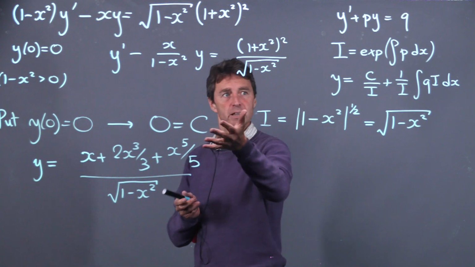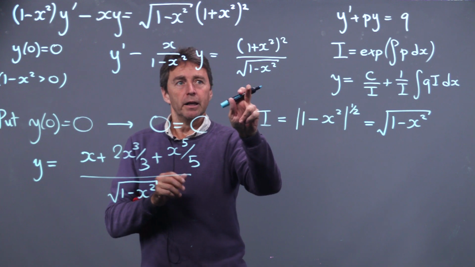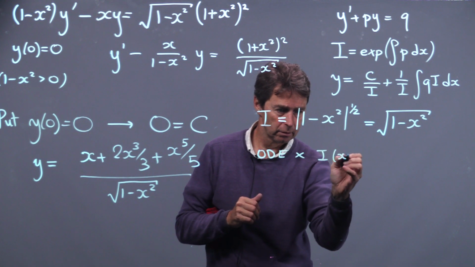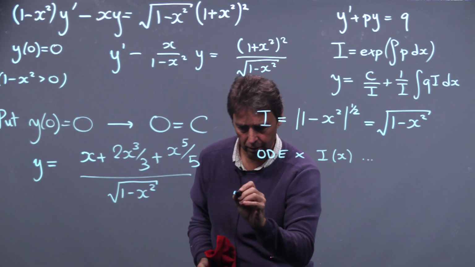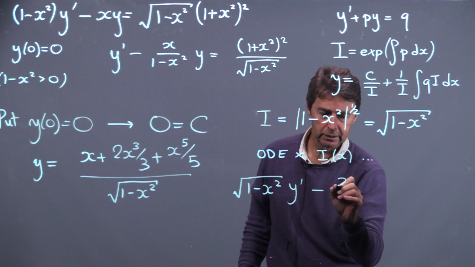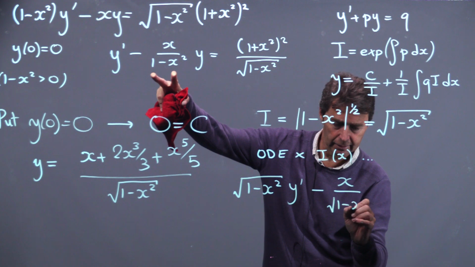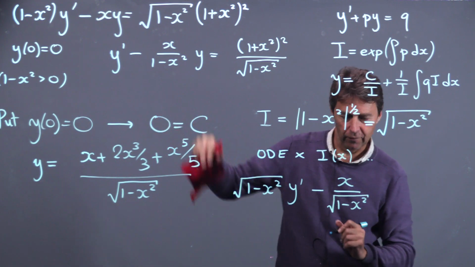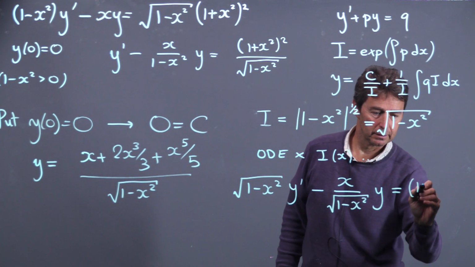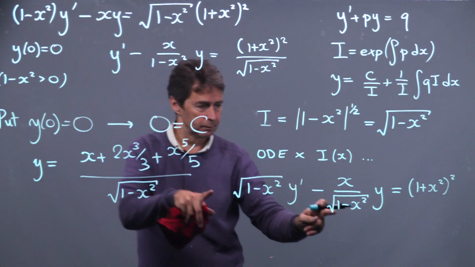So what have I really done going through the recipe? Let's take the ODE and multiply by the integrating factor. So this is the ODE times I of x. So this is exactly 1 minus x squared y prime minus x. Now, when I multiply this by the square root, it's equivalent to just cancelling off a factor of the square root from the numerator and the denominator. So I get that. And then on this side, I get this. So that's what I've done. I've just rewritten that in this particular form.